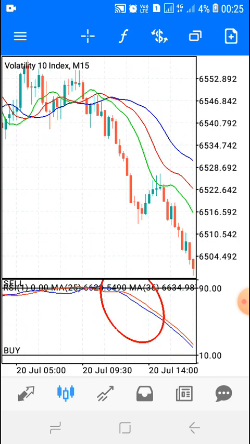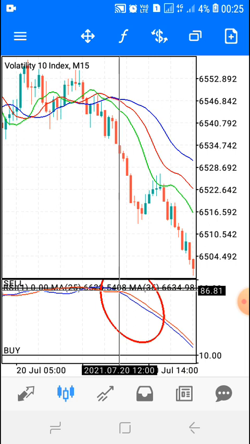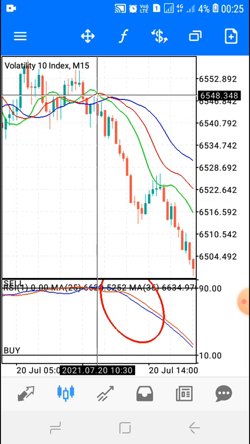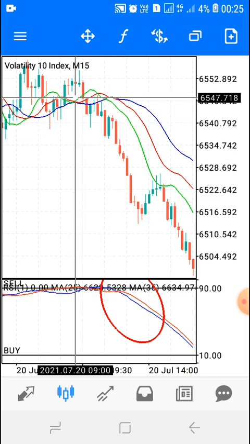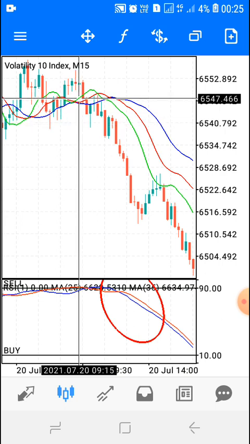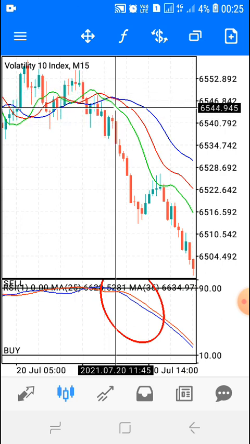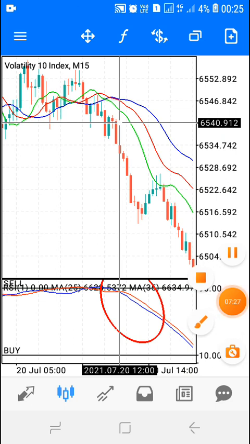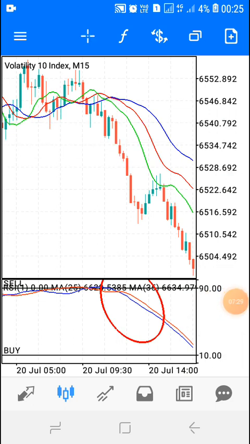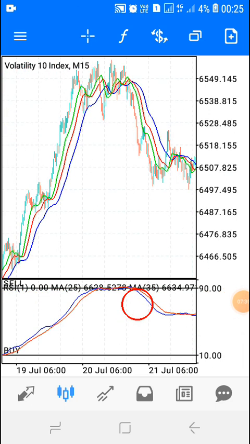You guys see the crossover over here? And then the crossover over here. Remember, the green line is the last one to cross over. So when the green line crosses over the red one and the blue one, it means that it's time for a sell. But we ain't gonna do it like that.